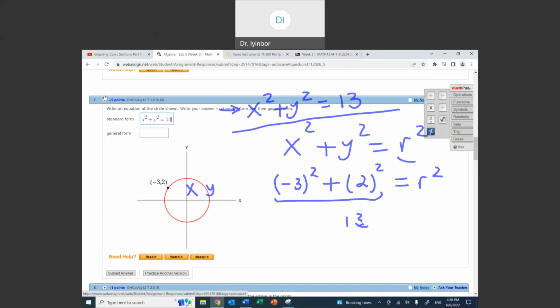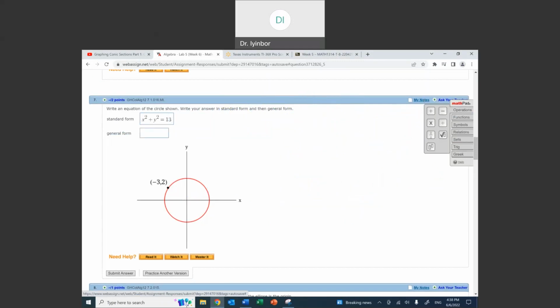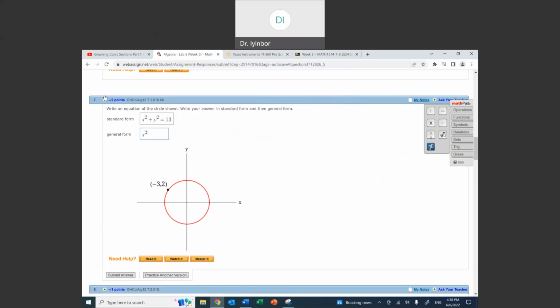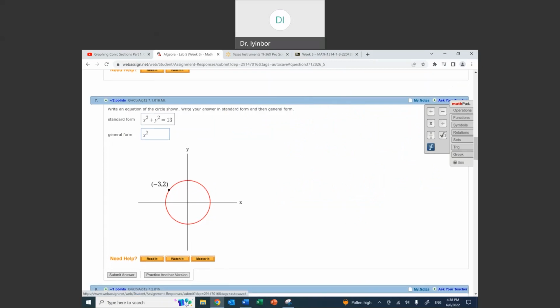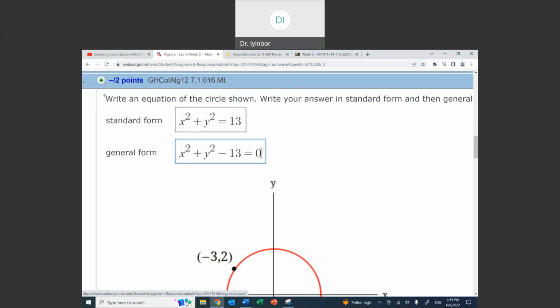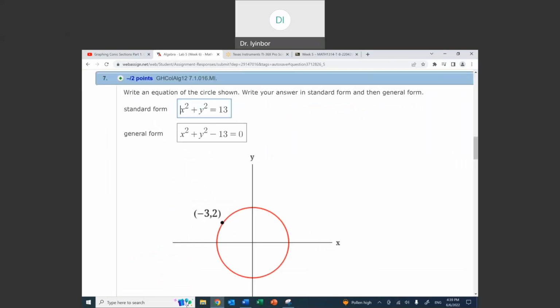Now, how do you get the general form? It's going to be pretty much the same equation, just 13 has to be on the other side and the equation has to equal 0. So it's going to be x squared, and I need to get down out of the square, and then I have to enter plus y squared, and then I have to do minus 13 equals 0. Because when I move the 13 over, I have to subtract 13 to make it equal 0. So the general form always has to equal 0, and the standard form has x and y on the same side equals a number. So that's how you remember those. And let's check the answer.